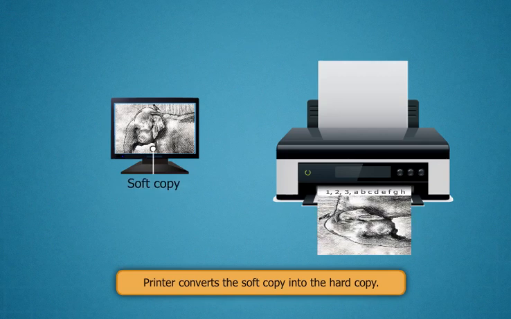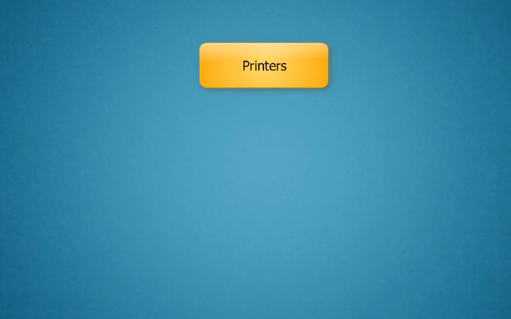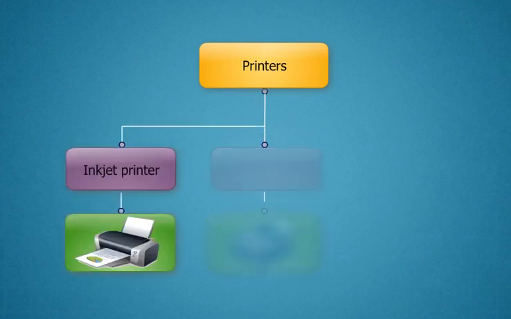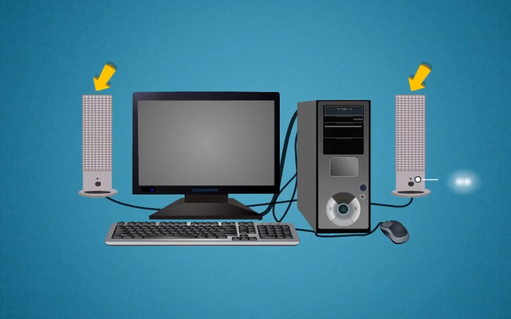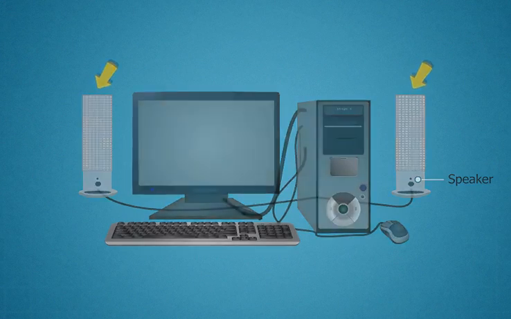A soft copy is an electronic copy of some type of data, such as a file or image that is viewed on a computer's display, while a hard copy is the printed copy of that document. There are three main types of computer printers, namely inkjet, laser, and dot matrix. A speaker is an output device through which we can hear sound. Without a speaker, we will not be able to listen to music.